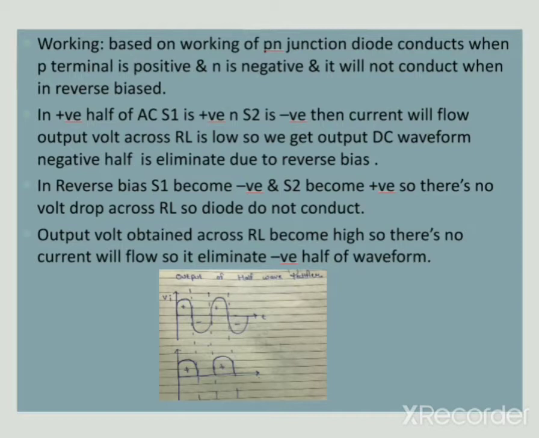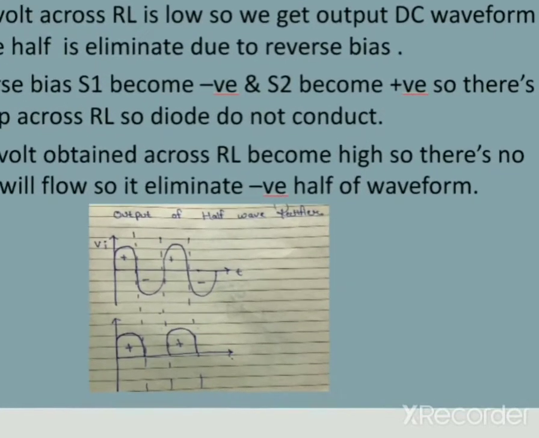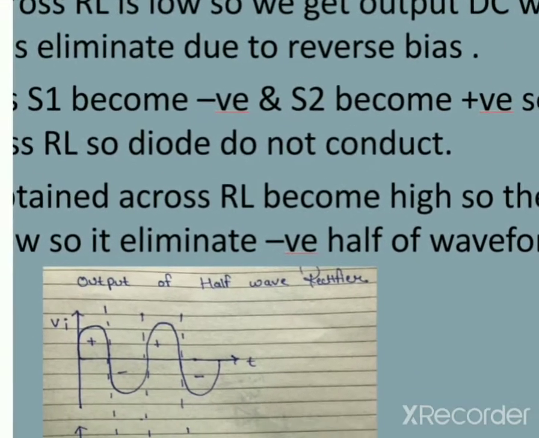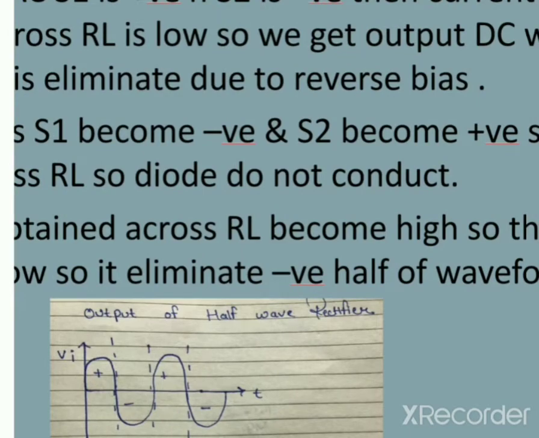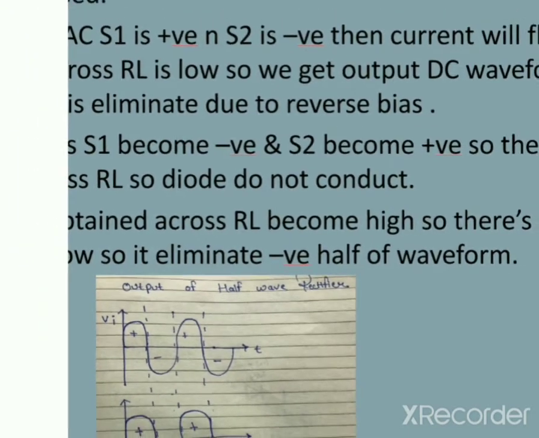So then it allows current to flow, so output voltage across RL is low. So we get output DC waveform, and the negative half is eliminated due to reverse bias. As you can see in the diagram, the negative half is completely eliminated due to reverse bias.